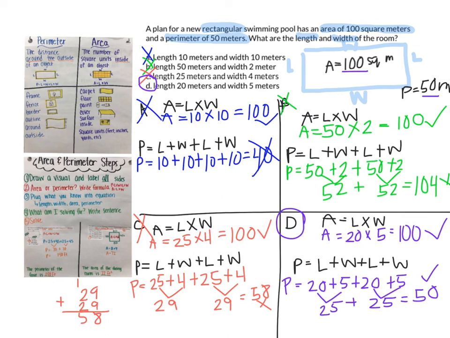So in a problem like this, we have to really pay attention and use every bit of information given in the problem. If we had only used our answer choices to solve for area, we would have gotten an area of 100 for all four. That would have been tricky. So since we're given area and perimeter, we need to use everything we know from the problem to help us solve. So if you ever get stuck on a problem like this, just go back, make sure you're drawing your picture, labeling your picture, and recording everything you know from the problem.